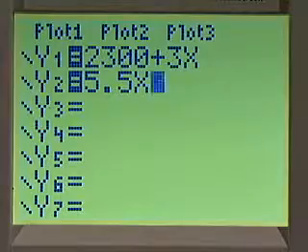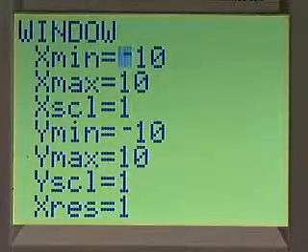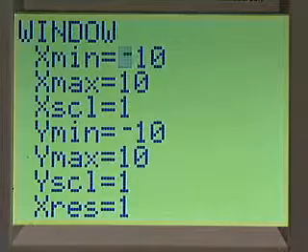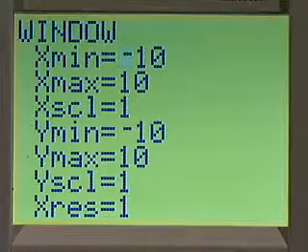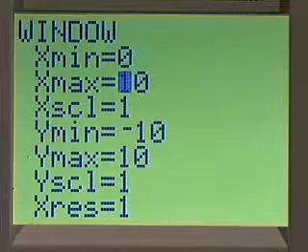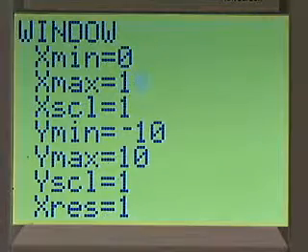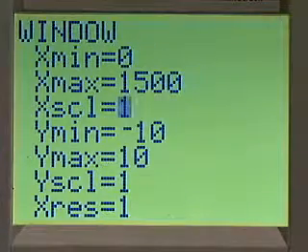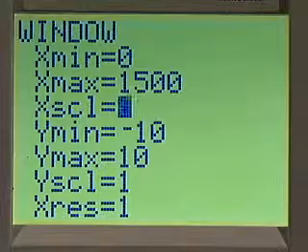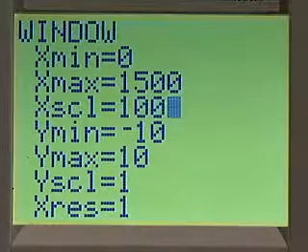Now, we have to consider what's going on in the problem in order to set a good window here. What we know is that x stands for the number of deliveries that he makes. So the least number of deliveries could be 0. Let's pick a high number of deliveries in order to give us a starting point. We'll choose 1,500. And I'm going to make my scale 100.